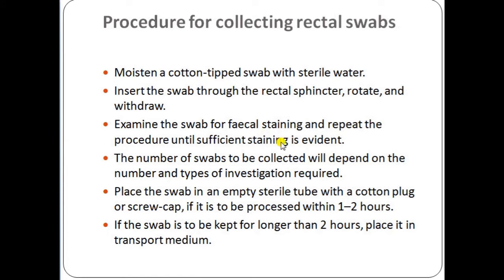In this slide, we will discuss the procedure for collecting a rectal swab. First of all, moisten the cotton tipped swab with sterile water. Insert the swab through the rectal sphincter, rotate and withdraw. Then examine the swab for fecal staining and repeat the procedure if the staining is not proper. The number of swabs to be collected will depend upon the number and types of investigation required.